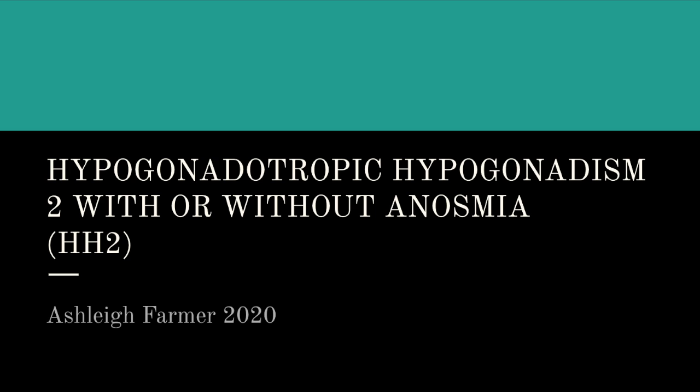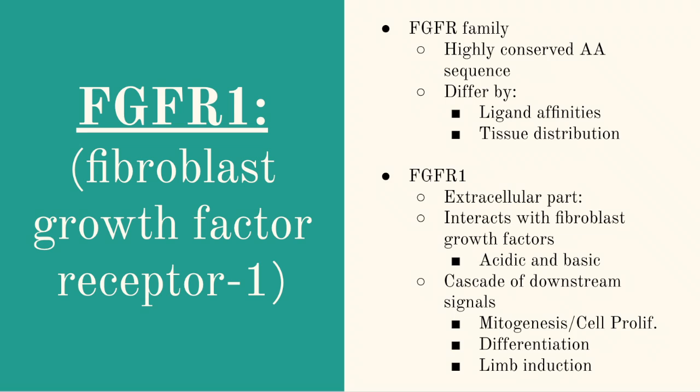Hey guys, so my presentation will be on HH2, which is on chromosome 8. The gene responsible for HH2 is FGFR1, which is a part of the FGFR family, in which they have highly conserved amino acid sequences and usually differ by ligand affinities and tissue distribution.